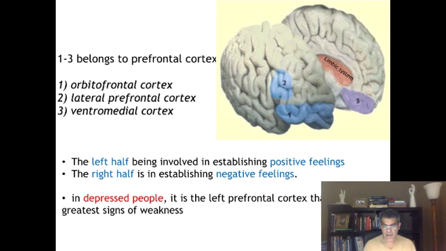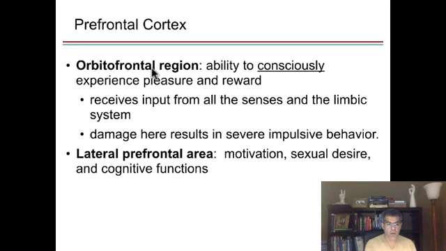Also, they noticed that there's a difference between orbitofrontal cortex and lateral prefrontal cortex. It seems like orbitofrontal cortex gives you the ability to consciously experience pleasure and reward. When you damage the orbitofrontal cortex, that is going to create impulsive behavior. It seems like lateral prefrontal cortex is responsible for motivation, sexual desire, and cognitive functions.